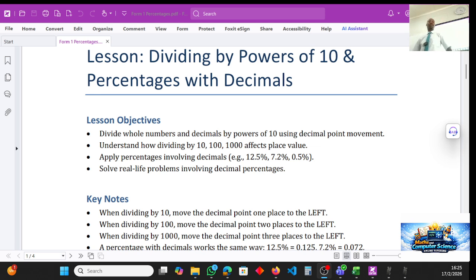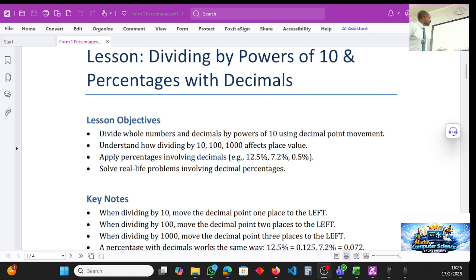Afternoon, folks. In today's lesson, we want to look at division by powers of 10, percentage with decimals. At the end of the session, we want to have a look at what happens if we are given any figure and we are dividing by a multiple of 10. All we will realize is there's going to be a shift on the decimal point.